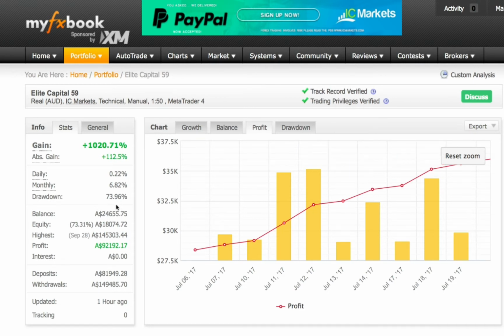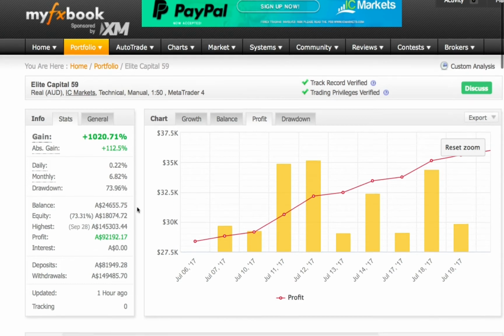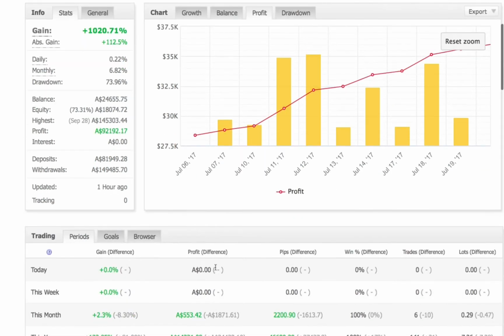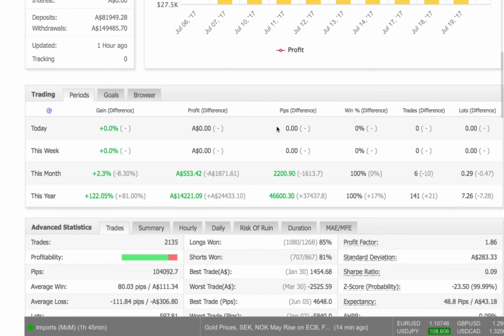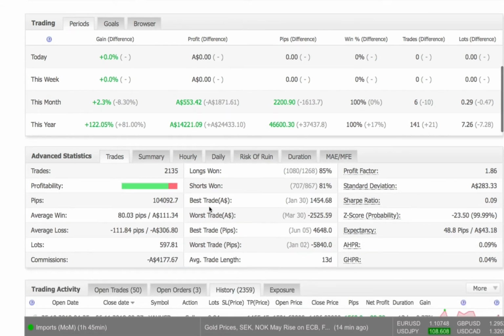The average gain in this account over the last 3 years has been 112%. So 112% profit gain so far. As you can see, these are the profit graphs from the beginning of this account. If you go down, it shows you the returns. This year I've made $14,221. The pips amount is 46,000. But this is where it gets more interesting.